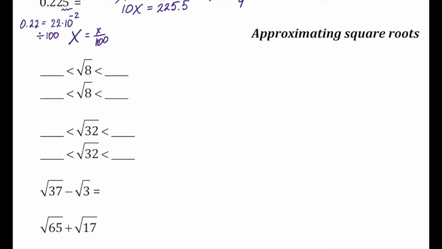Approximating square roots. So what you need to think of is what the number under the square root is close to in terms of existing perfect squares. 2 squared equals 4, and then I know that 3 squared equals 9. So the square root of 8 falls in between the square root of 4 and the square root of 9.